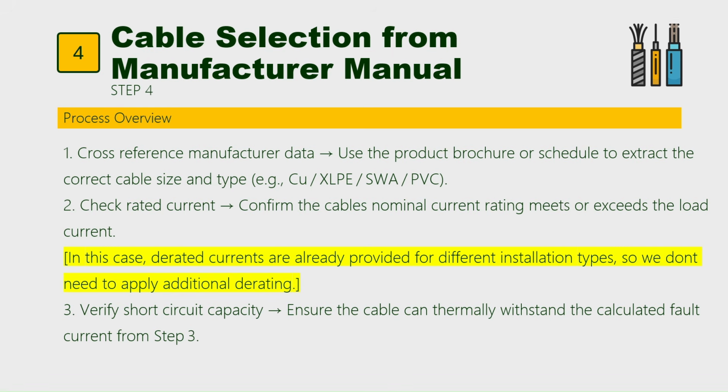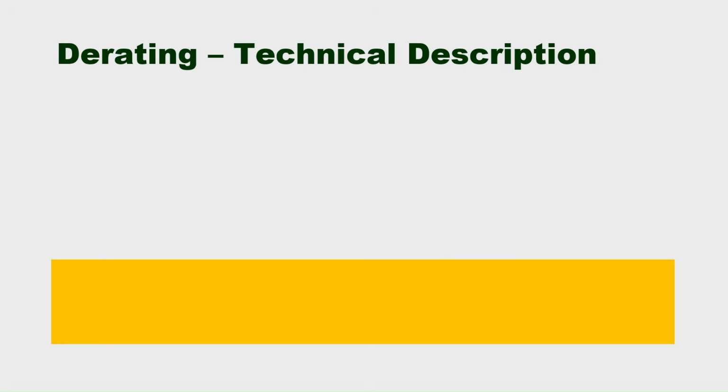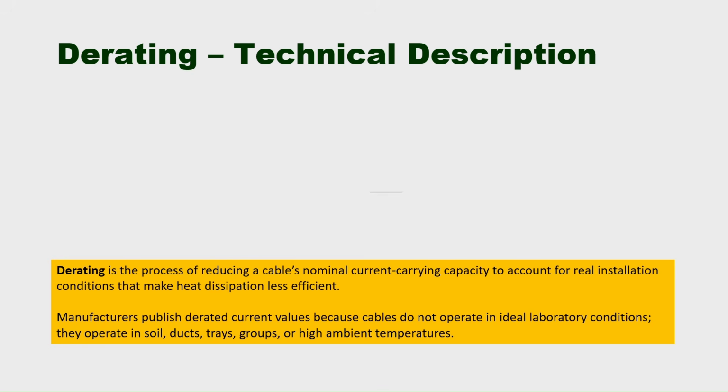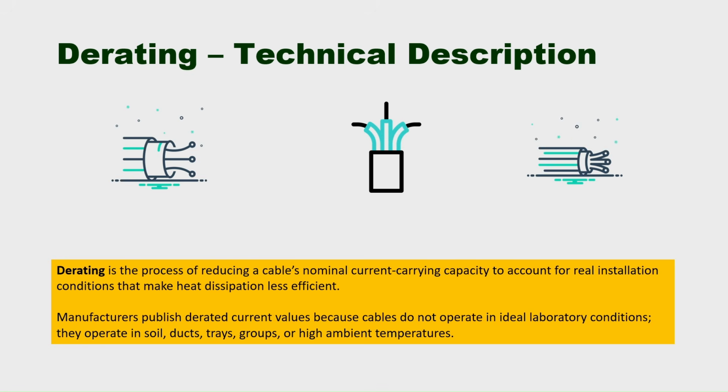We talked about derating, but what is this exactly? Derating is the process of reducing a cable's nominal current carrying capacity to account for real installation conditions that make heat dissipation less efficient. Manufacturers publish derated current values because cables do not operate in ideal laboratory conditions. They operate in soil, ducts, trays, groups, or high ambient temperatures.